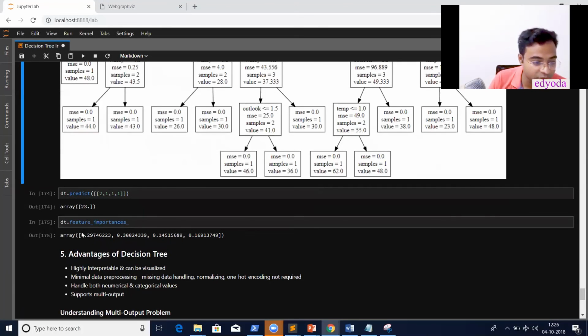Here also, similar to the earlier case, you can calculate feature importances. We can see here that these two features are very important, and of course all of them are important in this case.